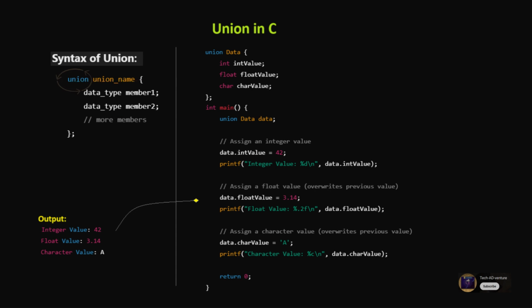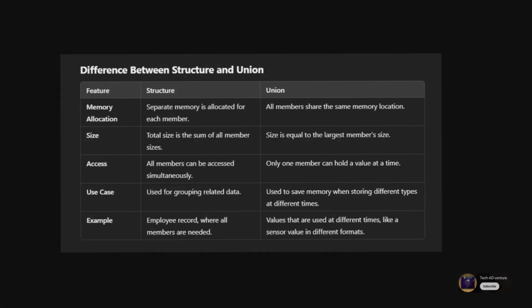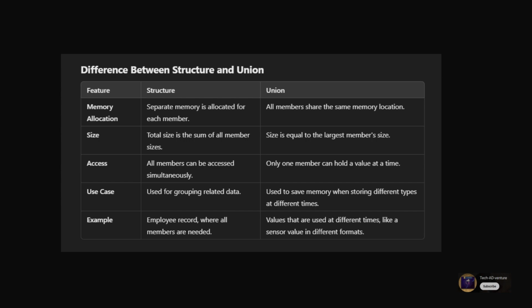The union keyword is used to declare a union. All members of a union share the same memory location. The size of the union is determined by the size of its largest member. Only one member can hold a value at any given time. Union is used to save memory when you need a variable to store different types of data at different times. In this example, the largest member is int or float, both of which take 4 bytes. Therefore, the size of the union will be 4 bytes here. Here is the key difference between structure and union.